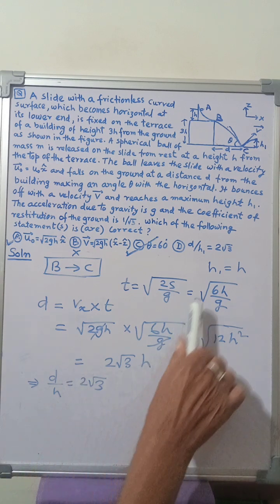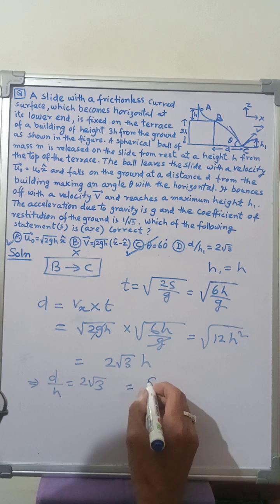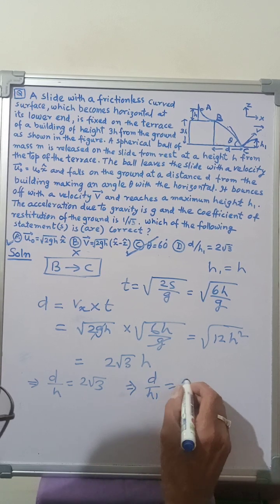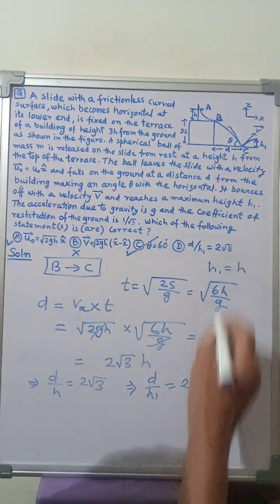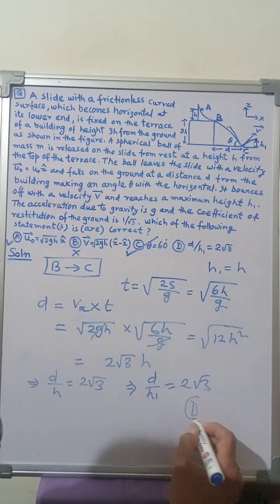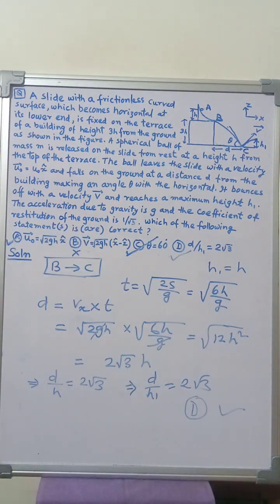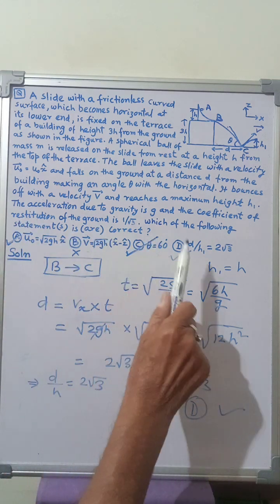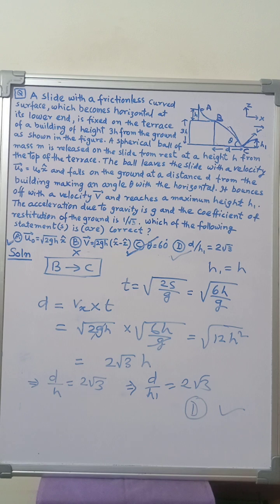We have already established that h is equal to h1. Therefore, we can write d by h1 is equal to 2 root 3. Therefore, option D is correct. D is also correct. So, therefore, the correct options are A, C and D. This completes the answer to the question. Thanks for watching.